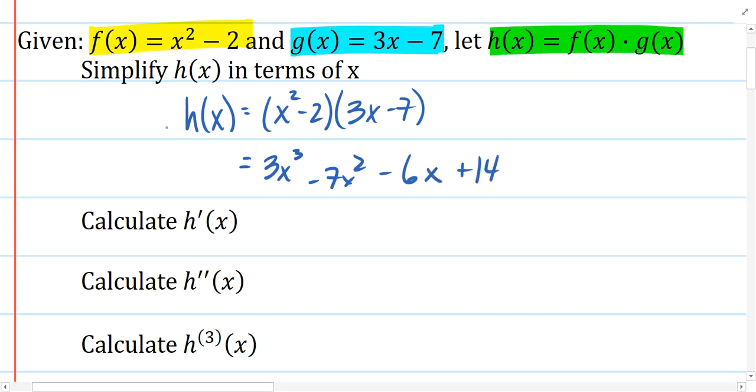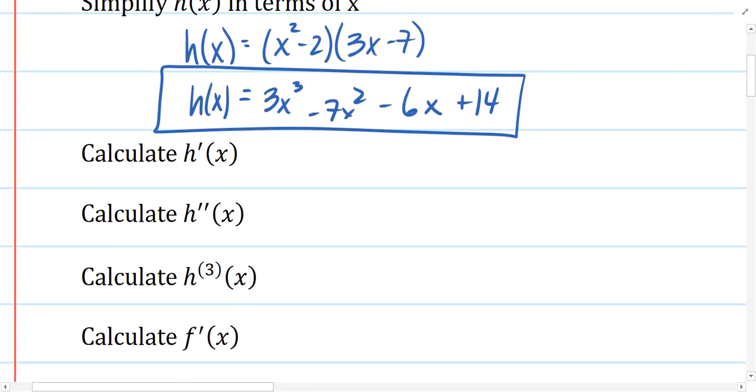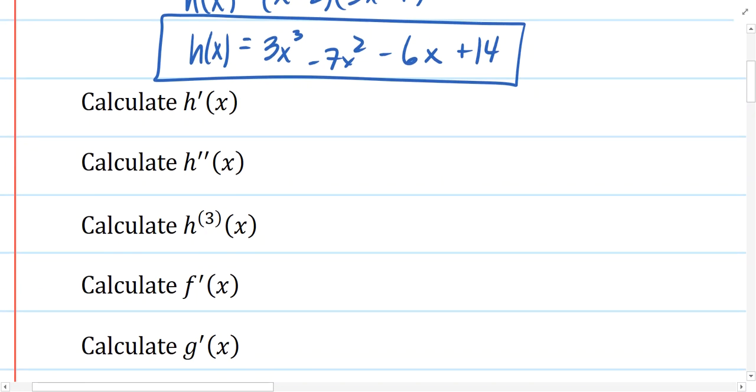So no like terms to combine, but in a sense what we're saying is that h of x is now equal to this, which is a result of f of x times g of x. Alright, so now that we've got h of x in terms of x, we won't always have to do this, but to prove my point we're going to. Let's go ahead and calculate the first derivative.